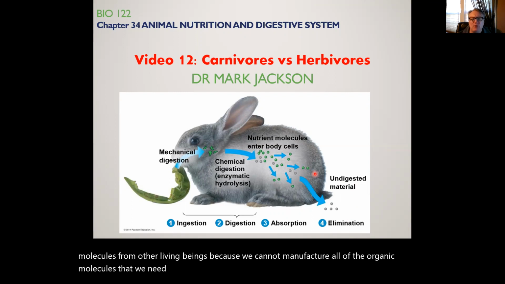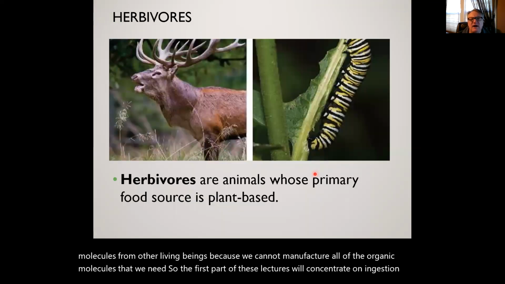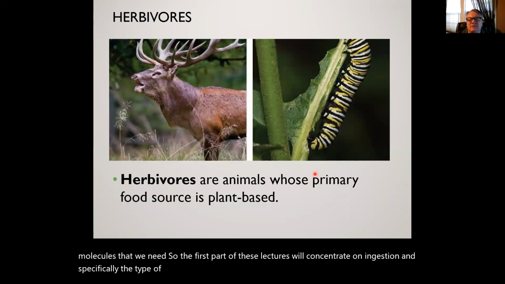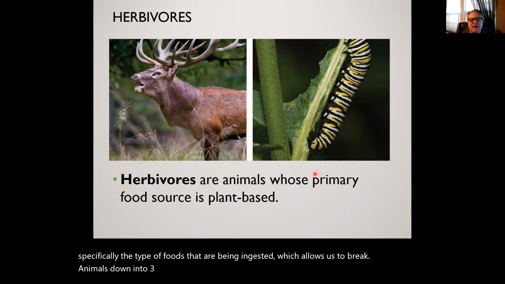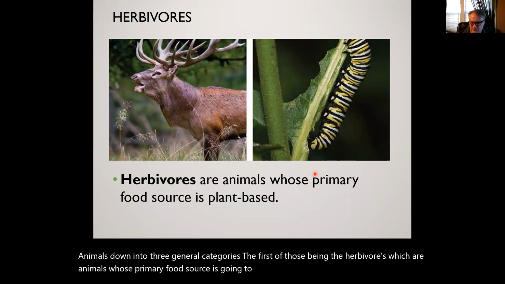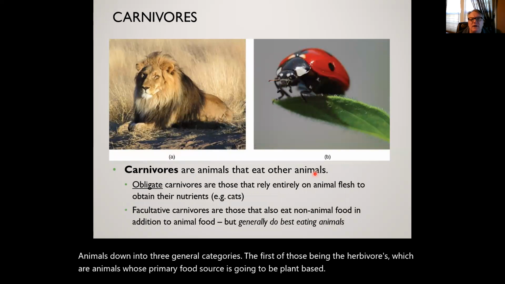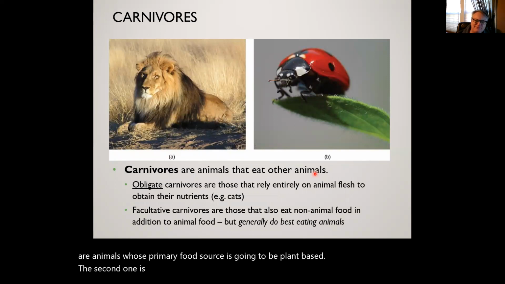So, the first part of these lectures will concentrate on ingestion and specifically the type of foods that are being ingested, which allows us to break animals down into three general categories. The first of those being the herbivores, which are animals whose primary food source is going to be plant based. The second one is a carnivore, which would be seemingly the opposite. They are animals that eat other animals.